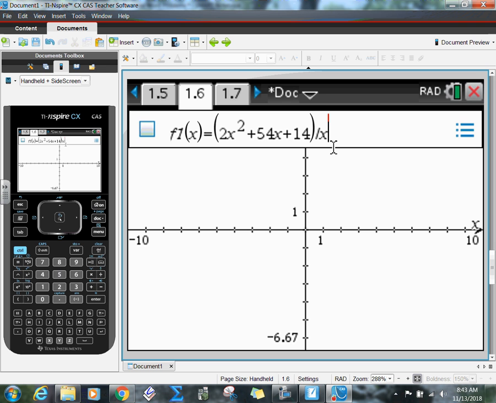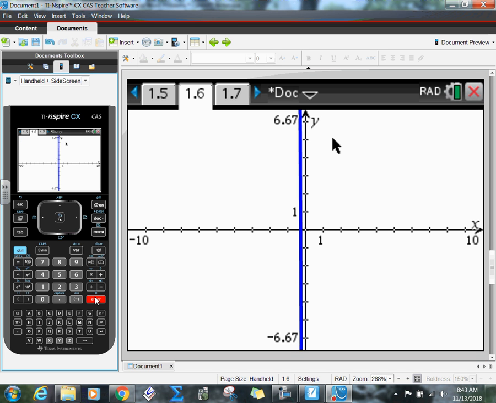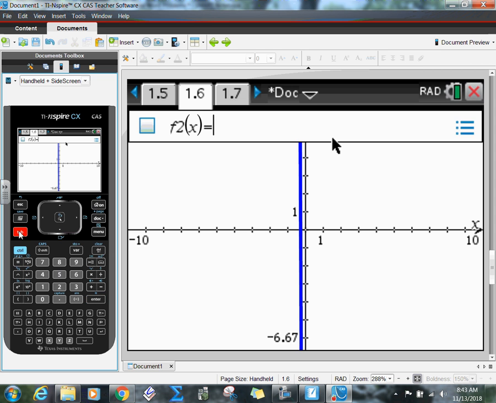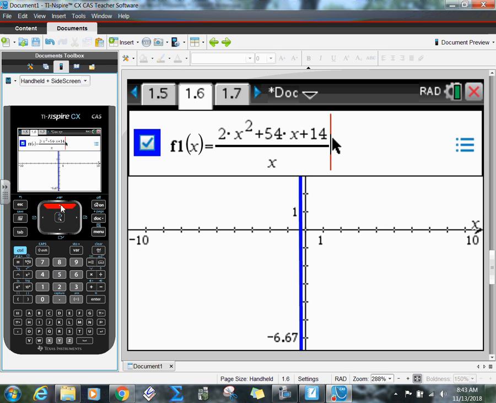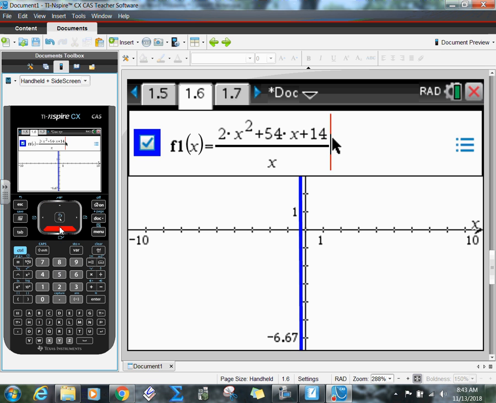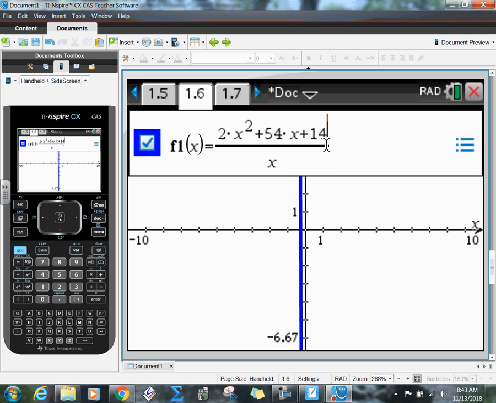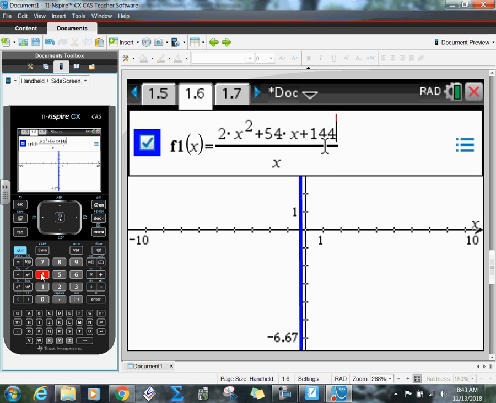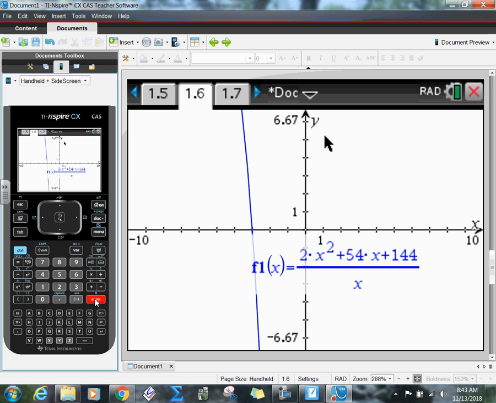Okay, so if I look at this graph, I don't see much. That's no good. I just want to make sure I entered this in correctly. All right, 2x squared plus 54x plus 1. Let's change that. Okay, so I need to go up here and change this to 144. Good. Okay, so there's my graph. That's what I was looking for. I don't see a whole lot.